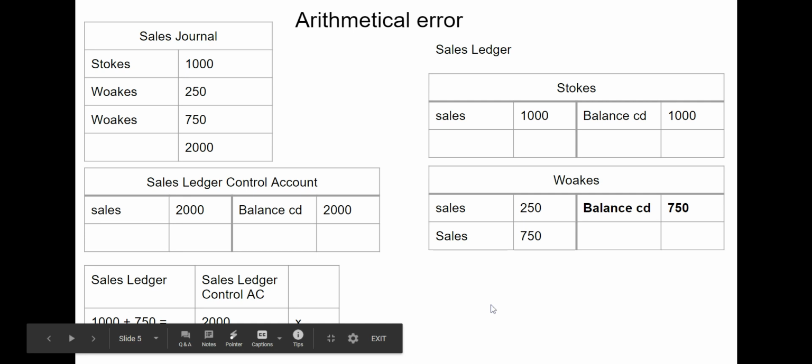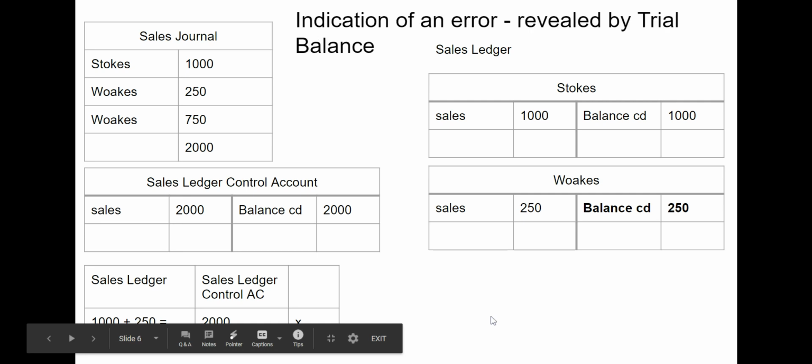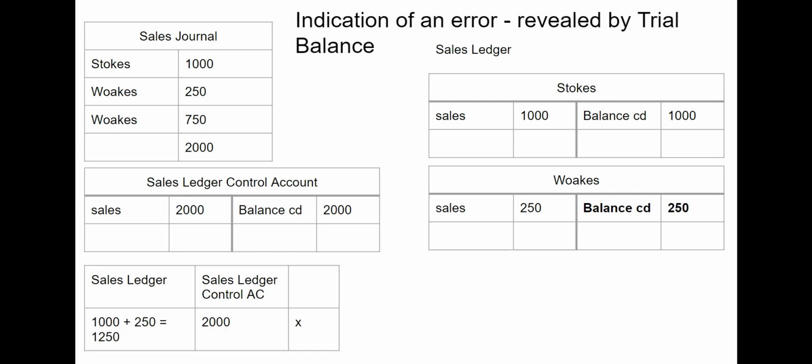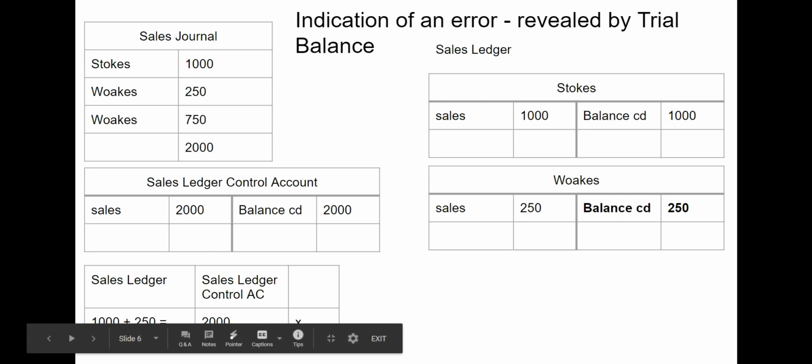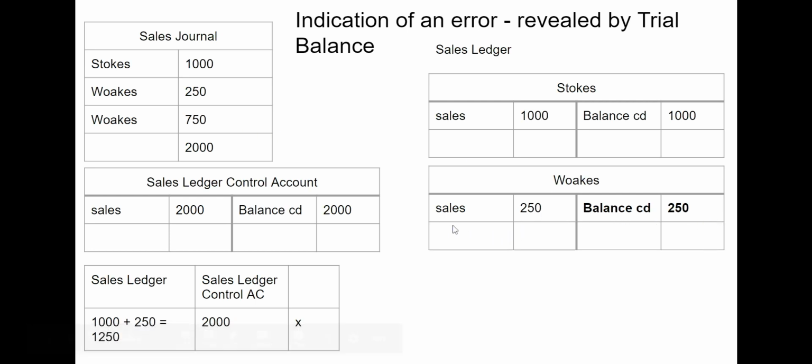Okay, an indication of an error revealed by the trial balance. Here we're looking at, again, the same set of numbers, but in this case we've missed completely one of the entries for Wokes, and because of that the trial balance will have a difference automatically on it of $750.